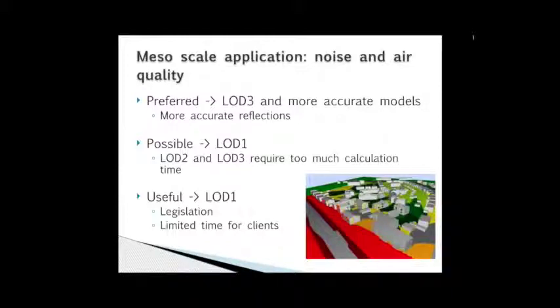On the meso scale, I want to talk about noise and air quality modeling. Preferred here is LOD3 because you can make a very accurate sound model based on reflections off of windows versus roofs versus all these kinds of things. And also you would like to have a lot of reflections in that. However, at this moment, it's only possible to work with LOD1. First of all, simply because that's the only thing we have. But second of all, we also only work with one reflection, because if we work with more reflections and more accurate building models, the calculation time becomes very long, and it doesn't really make sense to do it anymore.